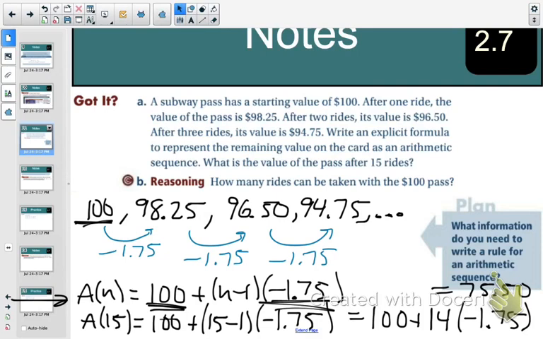And then I just plugged in 15. So I said a of 15 equals 100 plus 15 minus 1. So I plugged it in for n times negative 1.75. That's 100 plus 14 times negative 1.75. And then that came out to be $75.50. So after 15 rides, you're still going to have $75.50 on your card.